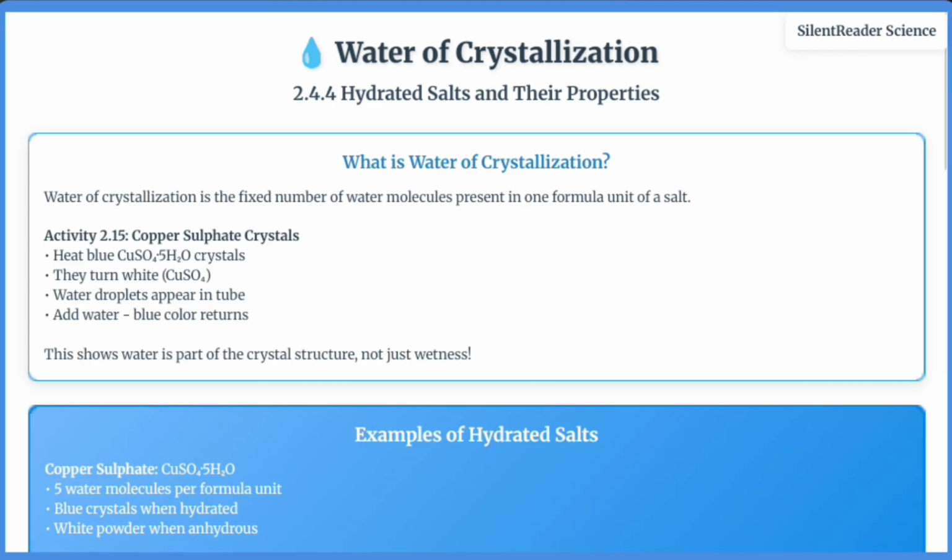Copper sulfate has 5 water molecules, gypsum has 2, and washing soda has 10. These water molecules are chemically bound, not just making the salt wet.